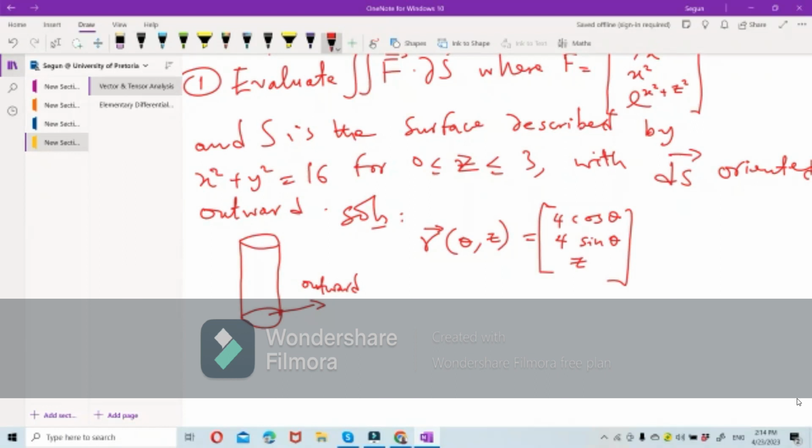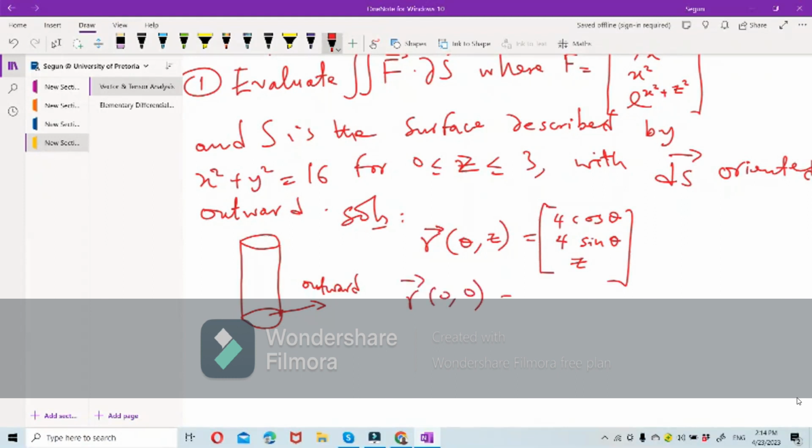Okay. Now, for r of 0, comma 0, what do we have? R of 0, comma 0 is what? When you substitute theta to be 0 here, what do you have? You have cos 0. Cos 0 is 1. 1 multiplied by 4, we have 4. The others will be 0, 0. Do you agree?